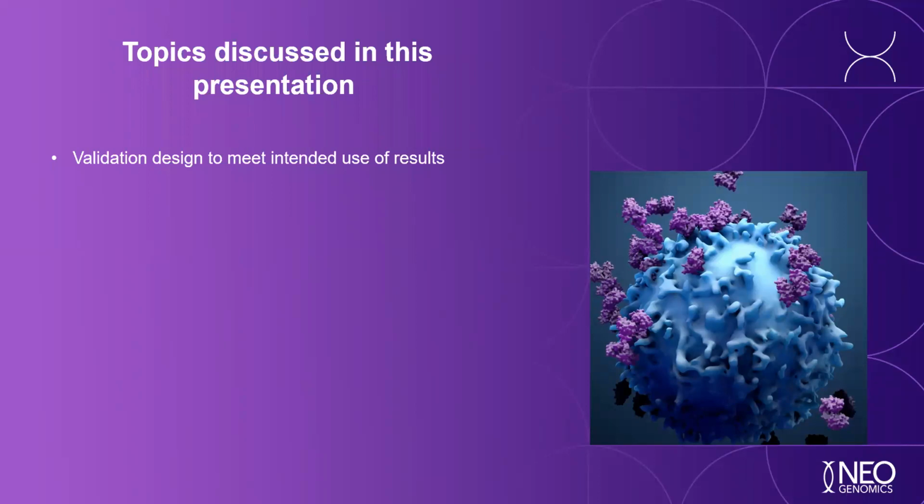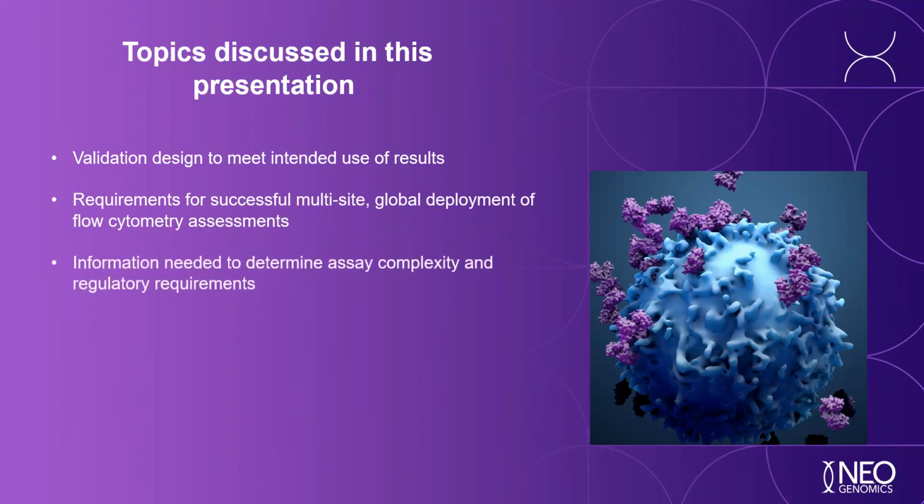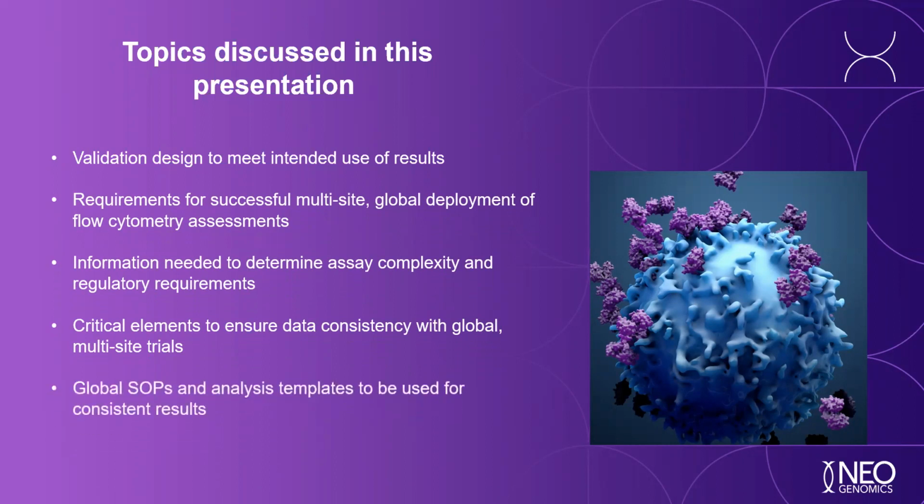Topics to be discussed in this presentation include the validation design to meet the intended use of the results, the requirements for successful multi-site global deployment of flow cytometry assessments, information needed to determine assay complexity and regulatory requirements, critical elements to ensure data consistency with global multi-site trials, and the use of global SOPs and analysis templates to be used for consistent results.